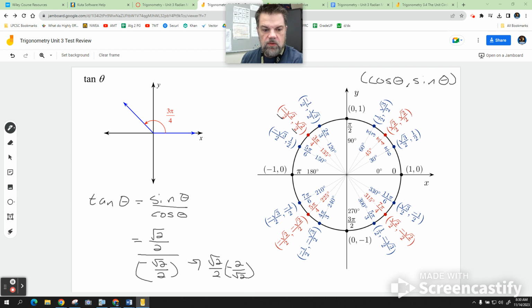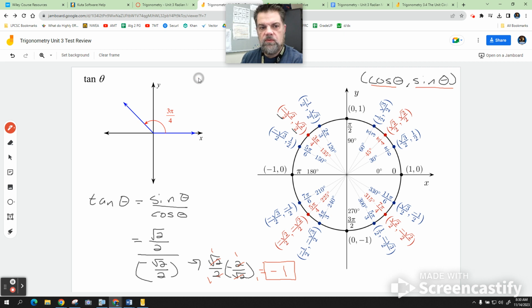And so you end up with 2 divided by 2 is 1 over 1. The square root of 2 divided by the square root of 2 is 1 over 1. Don't forget that little negative sign, but our final answer is negative 1. Okay? So we have to remember the sine and cosine. We use the unit circle to find out what cosine and sine are and plug those into the identities.